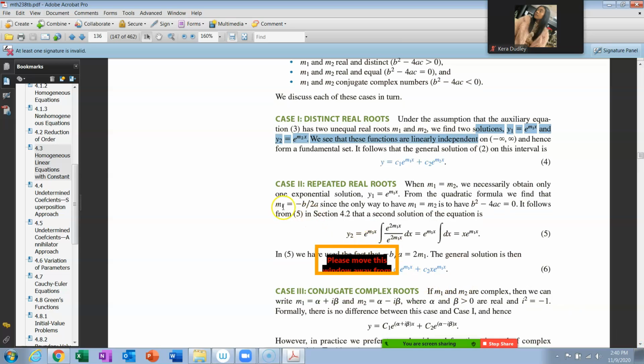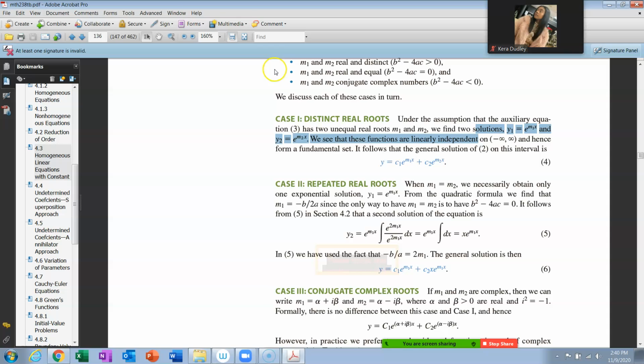In other words, that's when your b squared minus 4ac is greater than 0. That means that radical does have solutions. Real solutions, two real solutions.